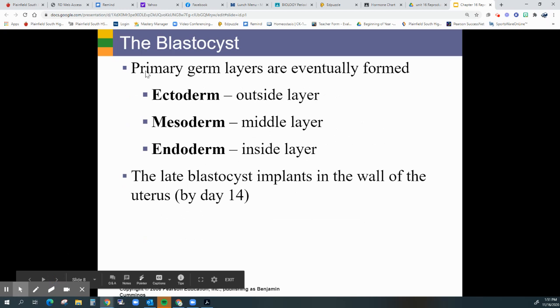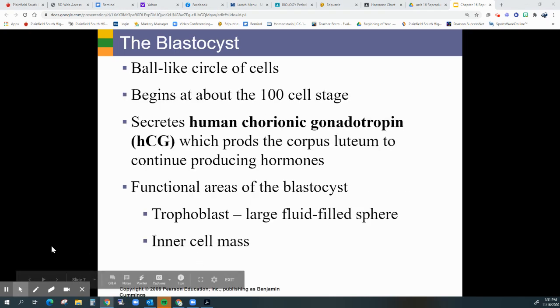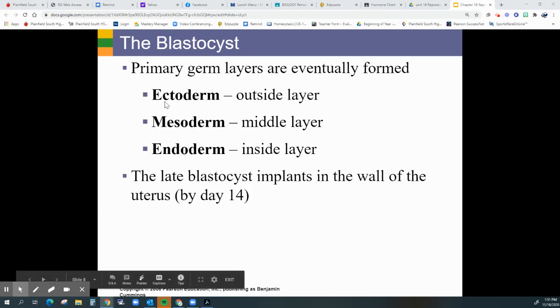All right, so there's three primary layers in that inner cell mass. All right, so there's what's called the ectoderm, mesoderm, and endoderm. We've heard these terms a couple different times. So the ecto is the outside layer. The meso is then the middle layer, and then the endo is the inner layer. So endo in, ecto out, and then meso usually means middle here.